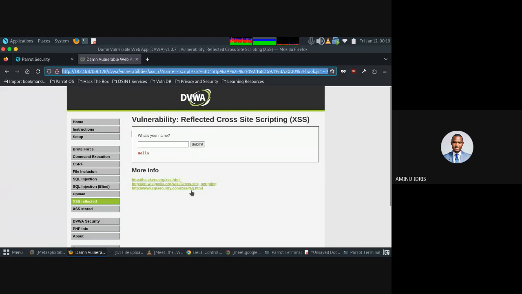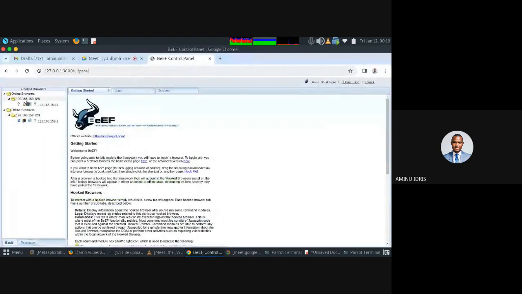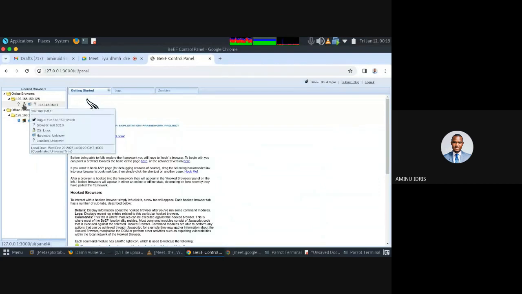If you go back to Firefox and see what happened, the browser that I injected the code into is now online. You see the browser is online. 192.168.159.1 is online. These are some of the browsers that I used for previous practicals, like Windows 10. This one is Linux, as you can see from the image of Linux being shown there. With this, the attacker can send malicious commands which are going to trick you into revealing other information, as we are going to see now.